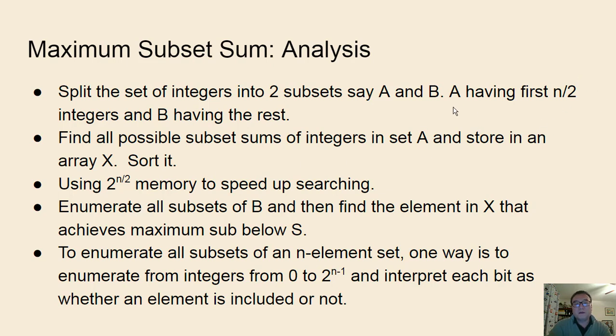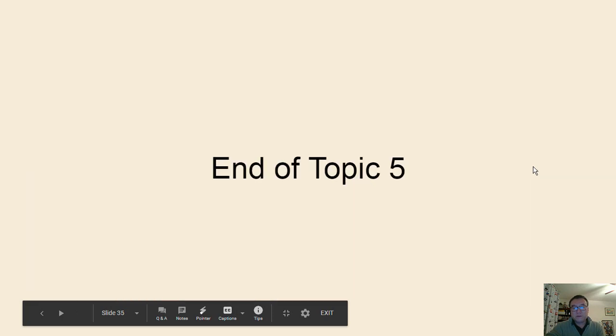So I think this problem illustrates meet in the middle. We process half of our data and store the intermediate result, and then when we process the other half, we can quickly look it up. We don't need to repeatedly search through the first half again. So that's all for this topic.